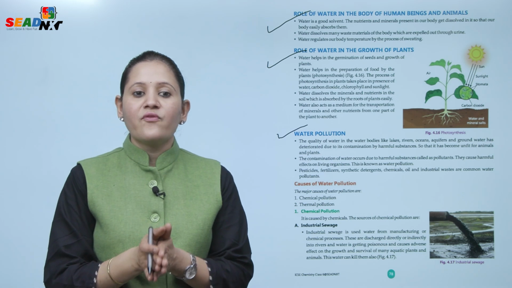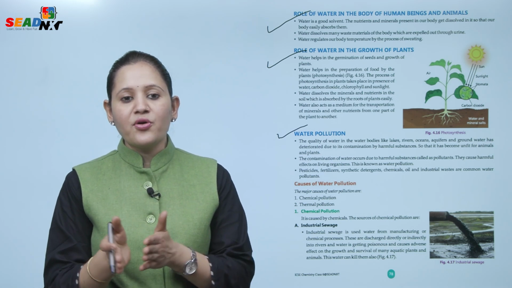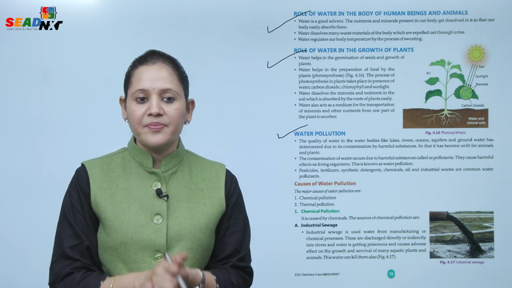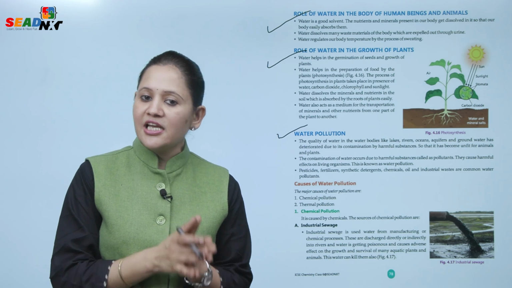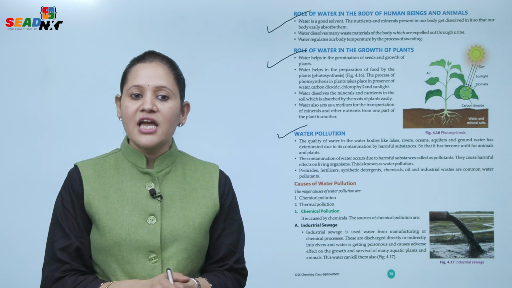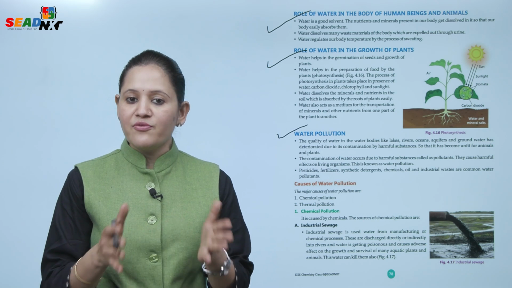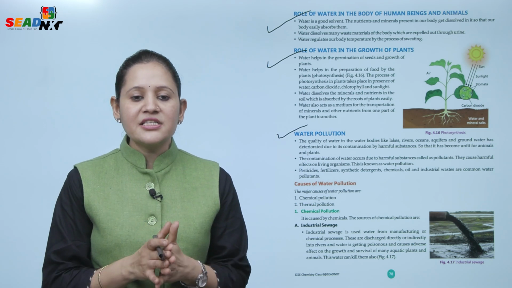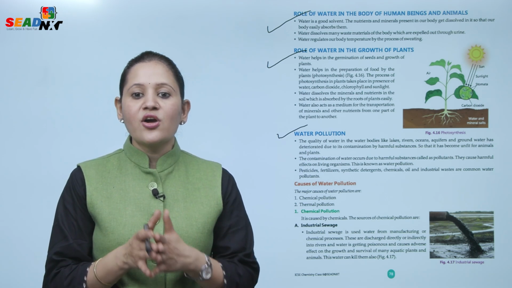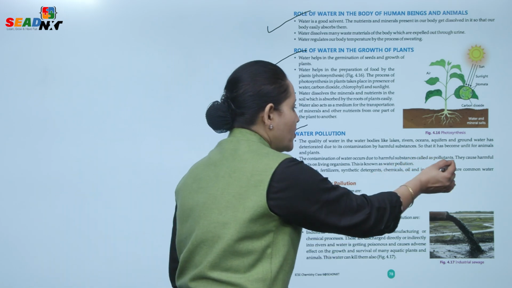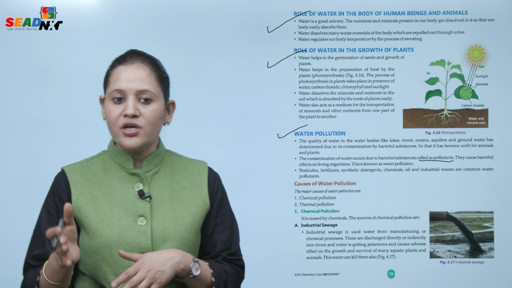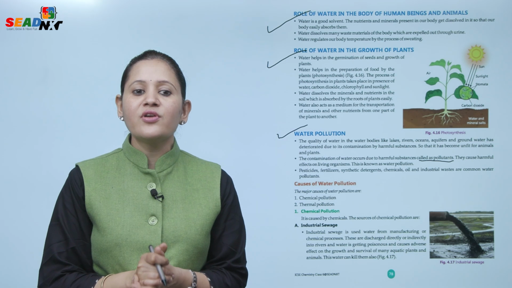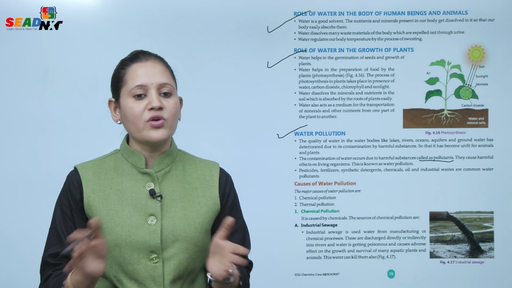What is water pollution? When unwanted substances and impurities get mixed with the water, it makes it unfit for use. That is water pollution. The quality of water in water bodies like lakes, rivers, oceans, aquifers and groundwater has deteriorated due to the contamination by harmful substances, so that it has become unfit for animals and plants. The contamination of water occurs due to harmful substances called pollutants. So when these pollutants get mixed with the water, it is unfit for use by plants and animals. They cause harmful effects for living organisms. This is known as water pollution.